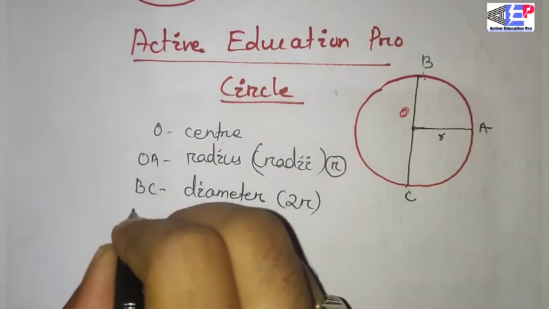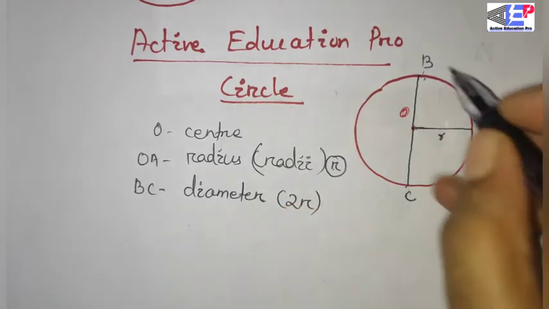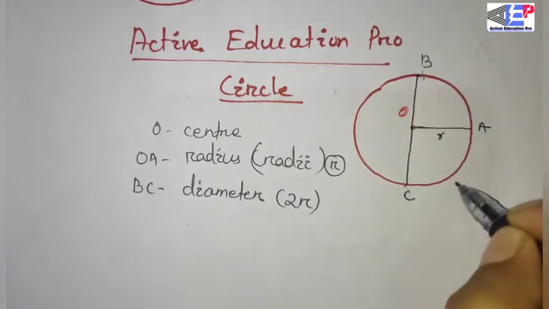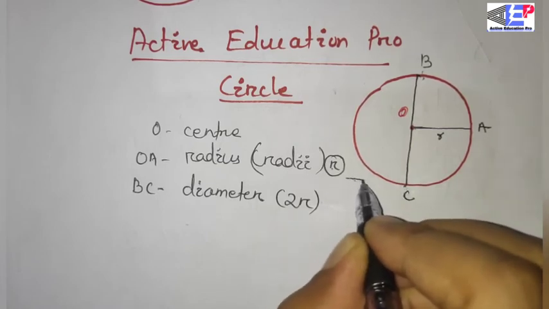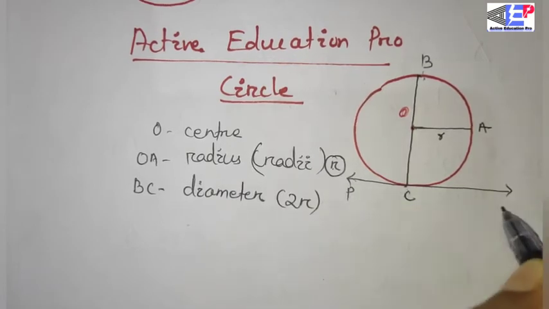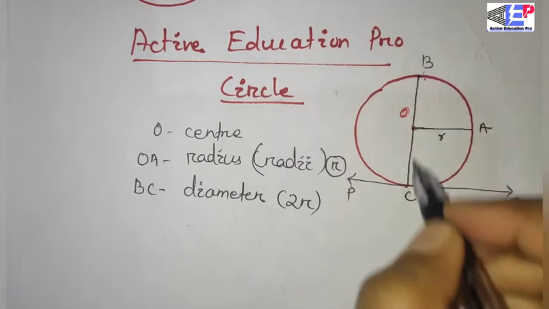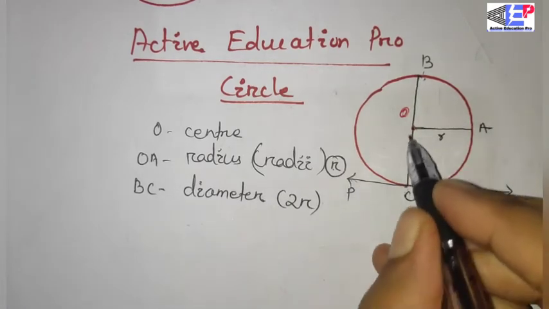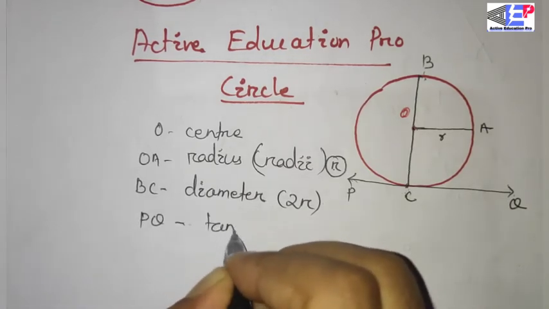Then the next one is tangent. If we draw a perpendicular line to the radius at this point, suppose this is P and Q. Here PQ is drawn perpendicular to the radius OC or diameter BC. PQ is perpendicular to OC radius or BC diameter. Here PQ is the tangent.